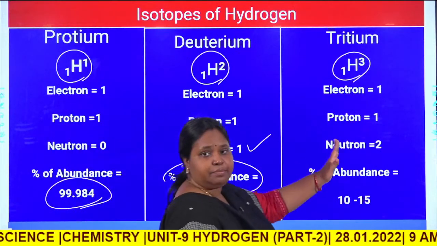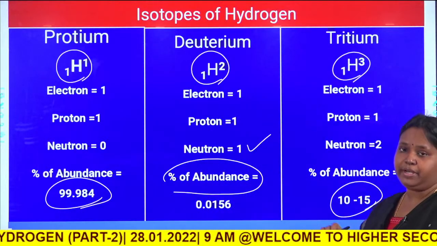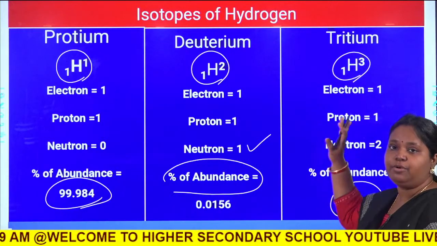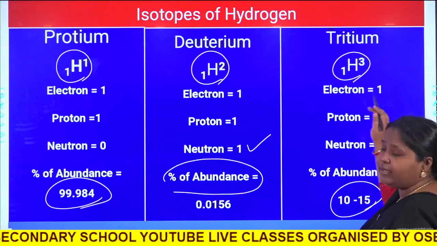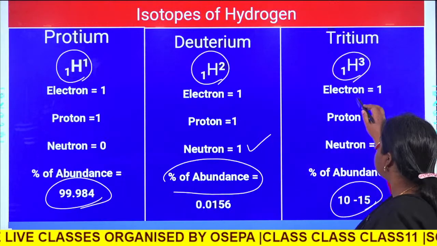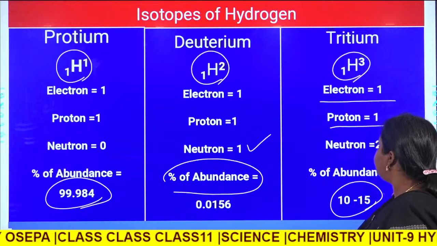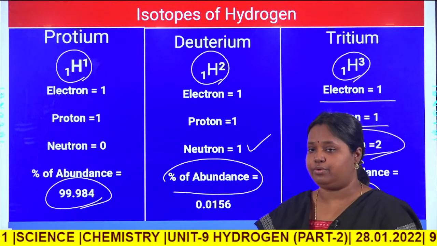And in case of tritium, the relative abundance is only 10 to the power minus 15. This is a radioactive element, hence present in traces. It is not stable. It is a radioactive isotope. The number of electrons will remain the same in the isotopes, hence the number of electrons is 1. The number of protons is also 1, but they differ in the number of neutrons because it has 2 neutrons. Okay.